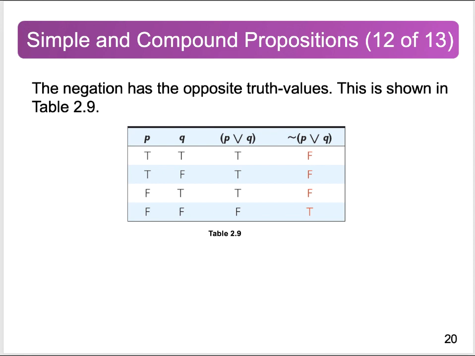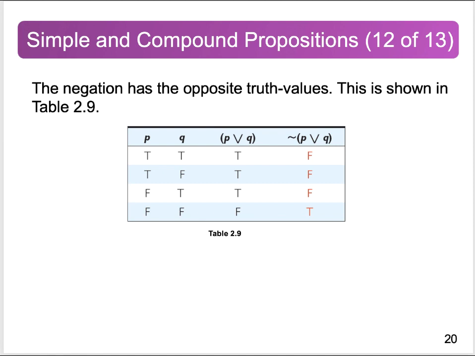The disjunction is going to be true unless they're both false. So true or true would be a true statement. True or false would still be a true statement. False or true would be a true statement, but two false would be false. Now, taking that third column, we want to negate that third column. So that tells us that we would do the opposite truth value. We would have a false, false, false, then true.